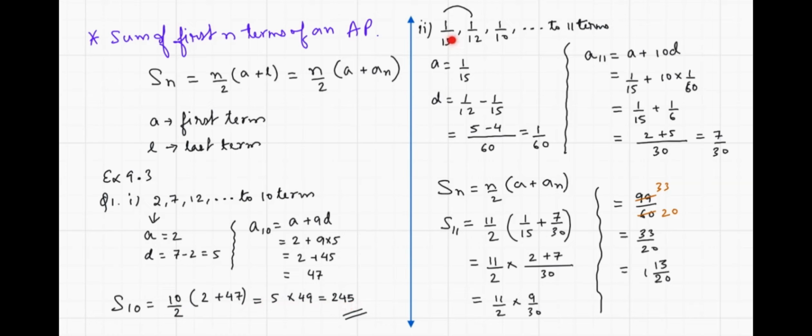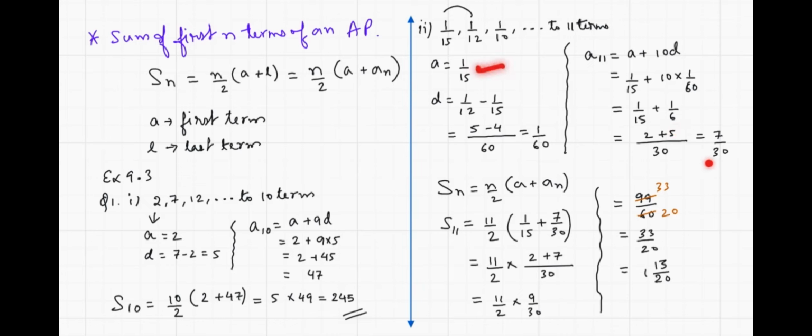Likewise, in this question, we have the AP 1 by 15, comma 1 by 12, comma 1 by 10, up to 11 terms. Here the first term is 1 by 15, and we will find the common difference, that is A2 minus A1. That will be 1 by 12 minus 1 by 15, taking LCM 60, we have 5 minus 4, 1 by 60. So common difference is positive 1 by 60. Here we will find A11 because the last term will be the 11th term. So A11 will be A plus 10 times D. 1 by 15 plus 10 times 1 by 60, that is 1 by 6. Again taking LCM 30, we get 2 plus 5 in the numerator, that is 7 by 30.